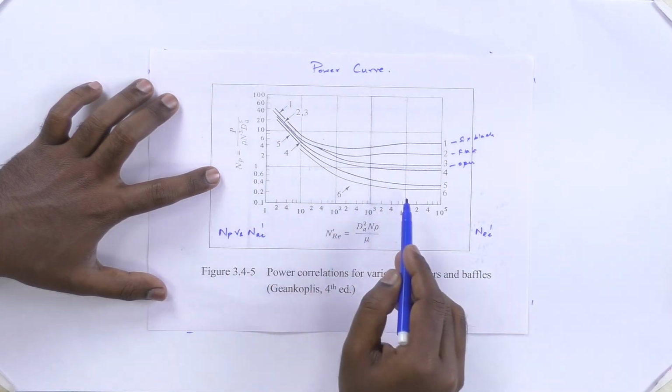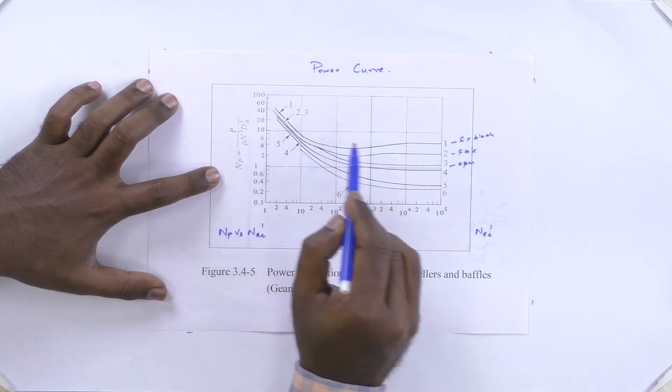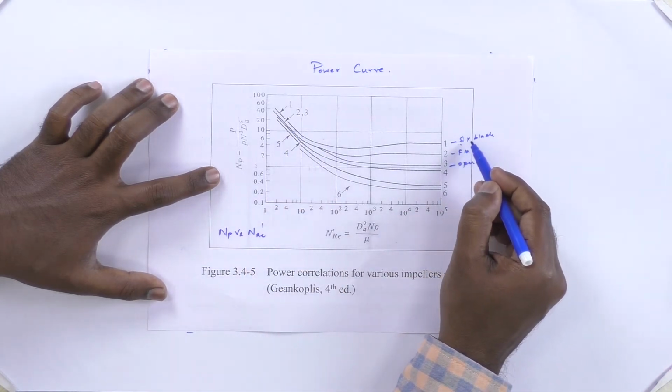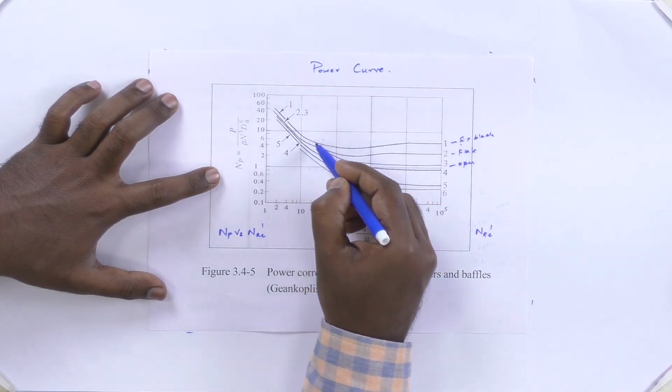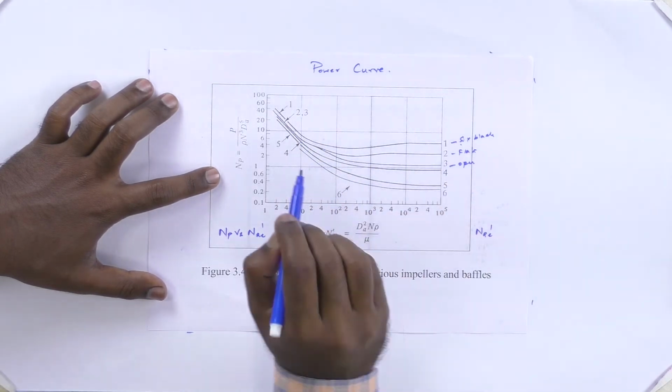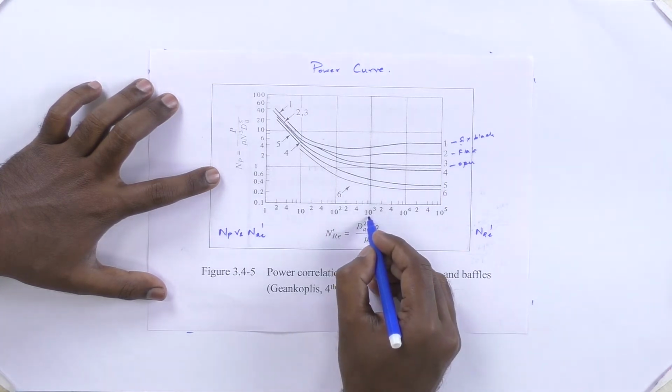So in this graph, we need to identify what the impeller type is, and then we need to select the curve. Suppose our impeller is a 6 blade impeller, then we need to select this first curve. Using this first curve, we need to identify the power number. Suppose our Reynolds number is 10 to the power of 3.